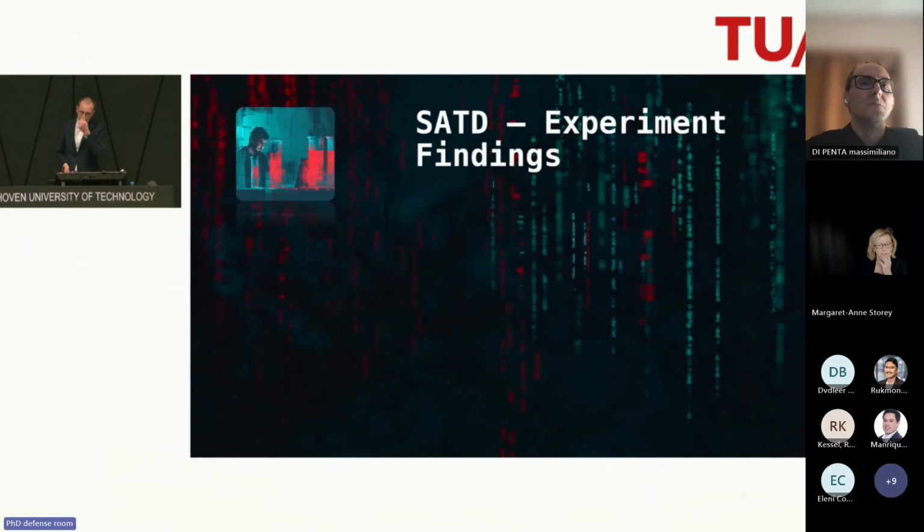So for the experiment, we had 75 developers who participated. Most of these had quite a lot of experience, at least 3 or 4 years of programming experience.